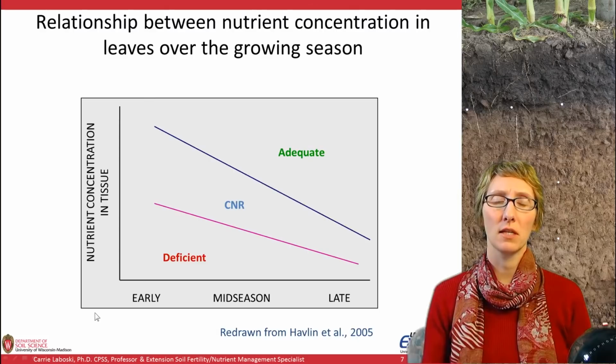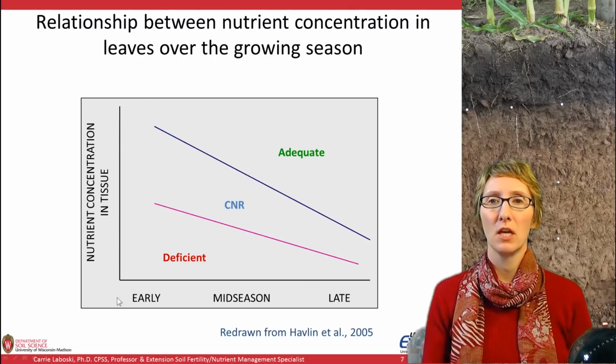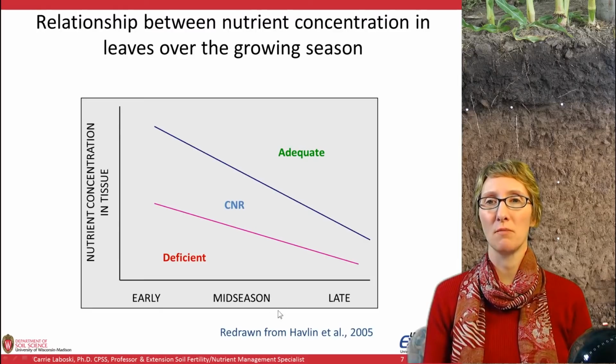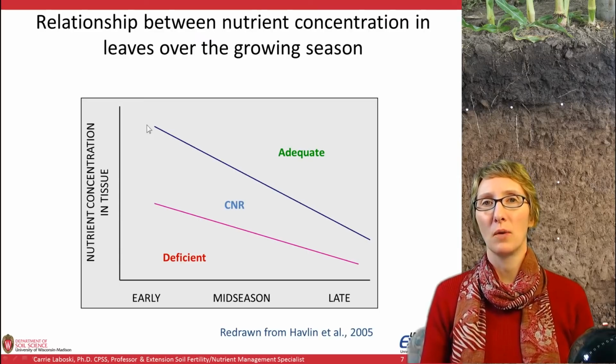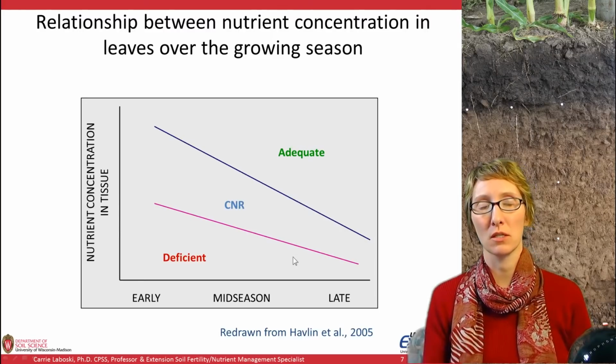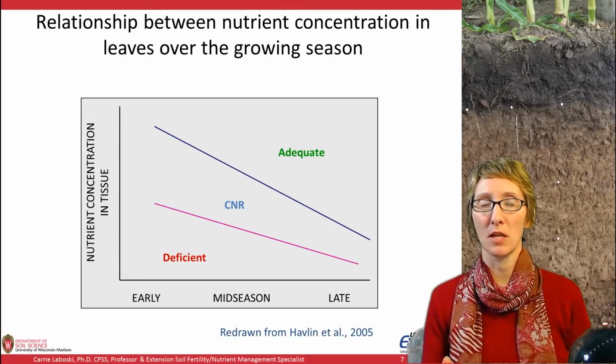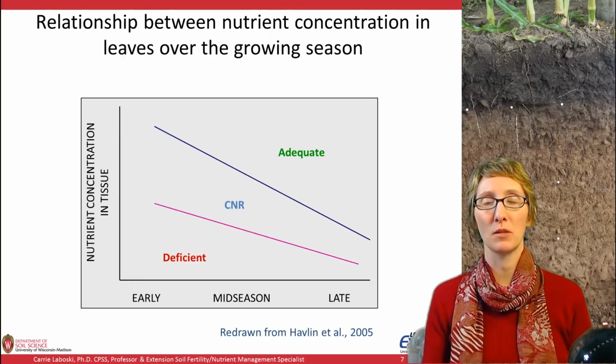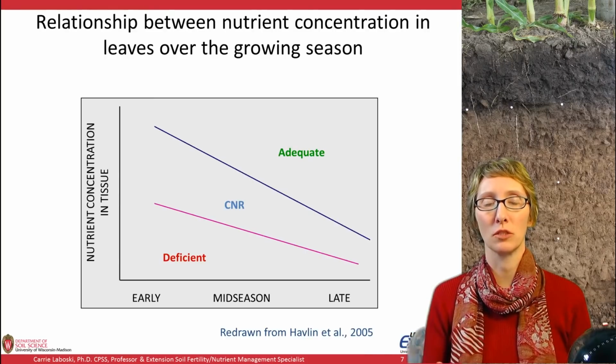If we look at this graph, we've got time here in the growing season. We have early growing season, mid-season, and late season, and the nutrient concentration in tissue. Typically, we can see that tissue nutrient concentrations decline as the growing season progresses. This makes sense to some extent because we've had nutrient uptake, but then as the plant grows, it's getting bigger. We're getting more biomass, so we're getting some dilution.